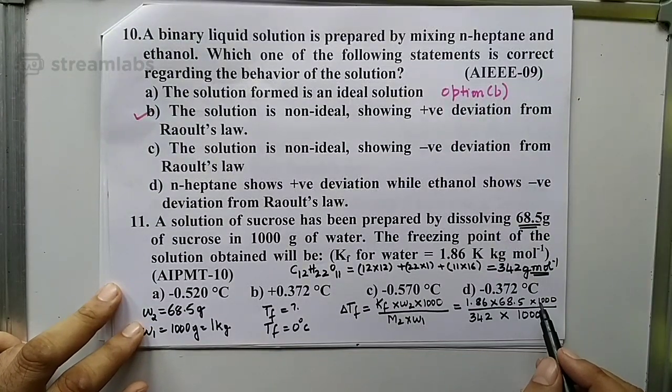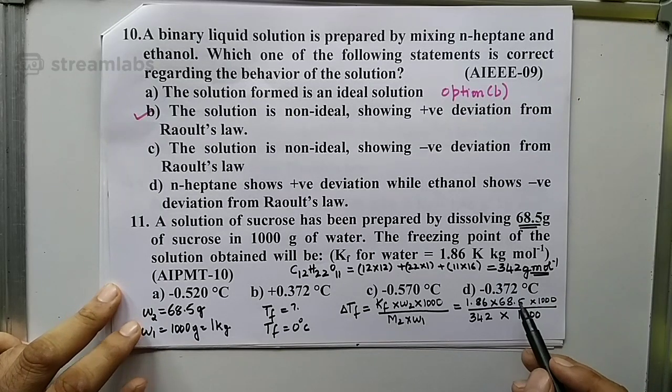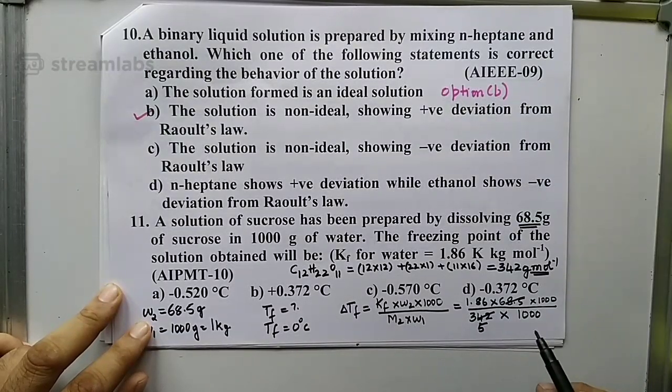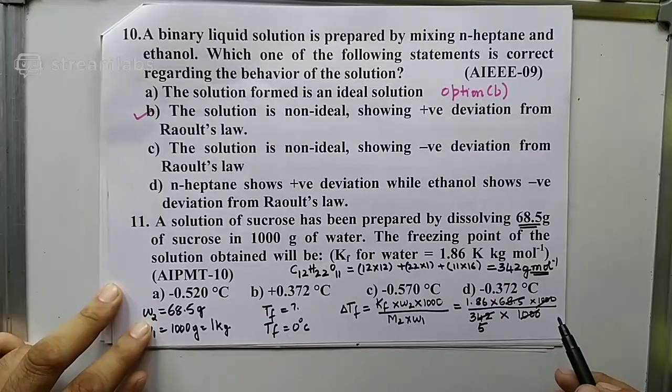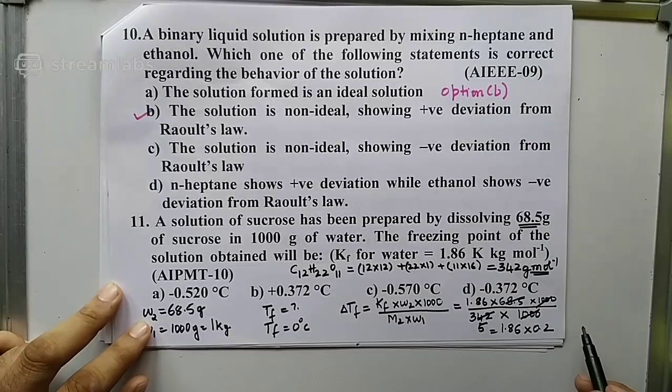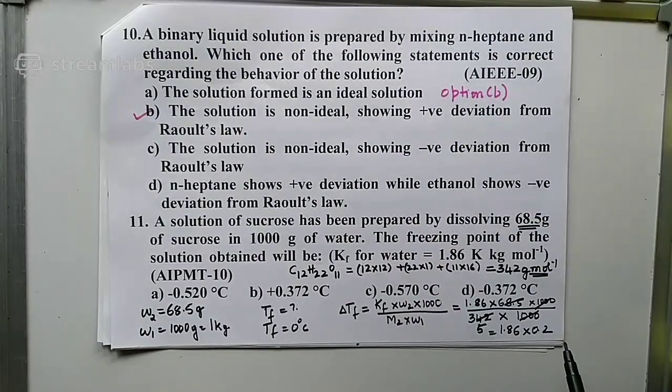Now roughly you can say that 68.5, 1 times this is 5 times, so therefore this 1000 and this 1000 cancel. So what will be delta TF? That will be equal to 1.86 multiplied by 1 by 5, which is 0.2. So 1.86 multiplied by 0.2. I think this is clear, students.